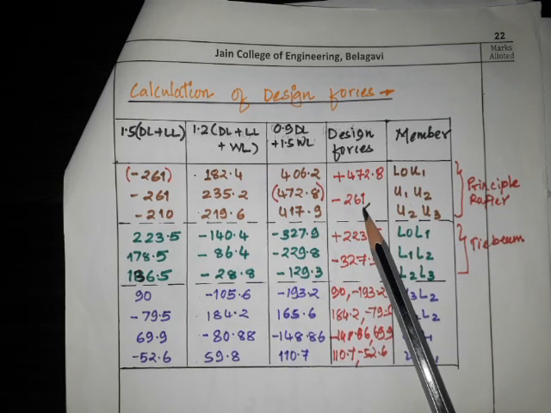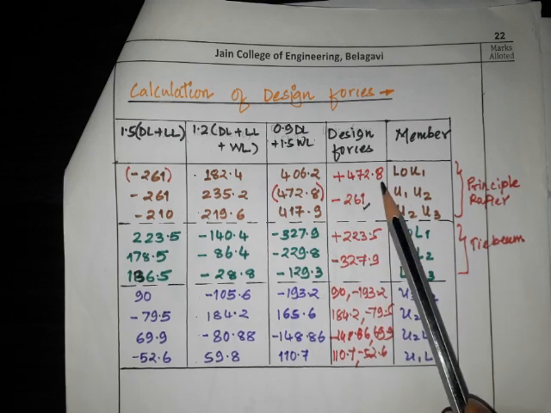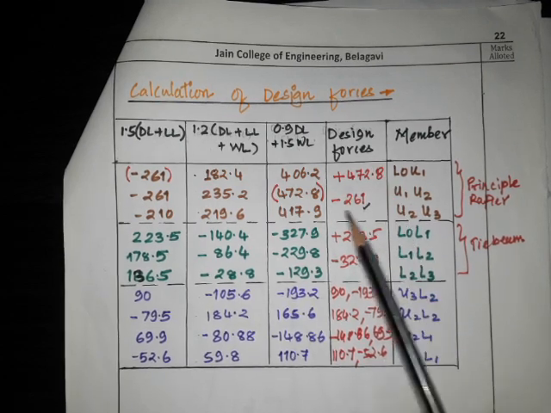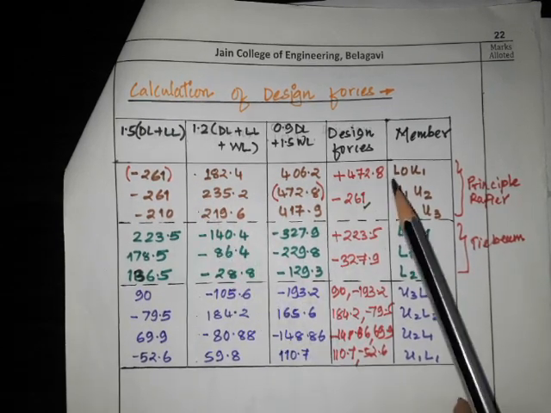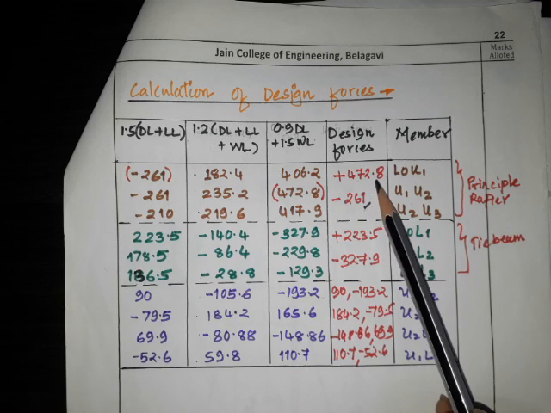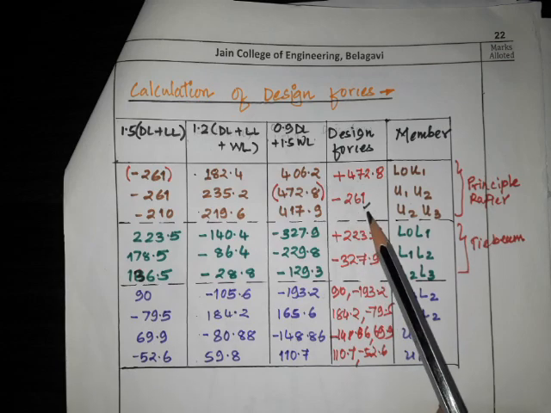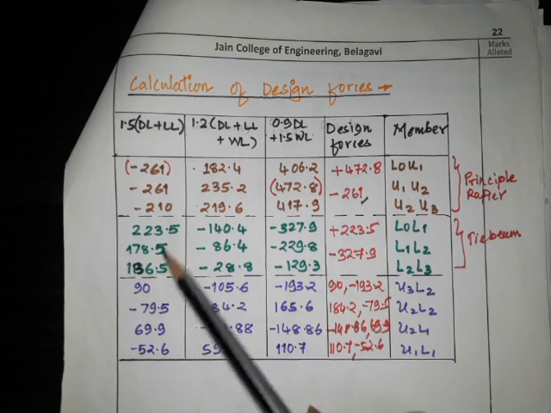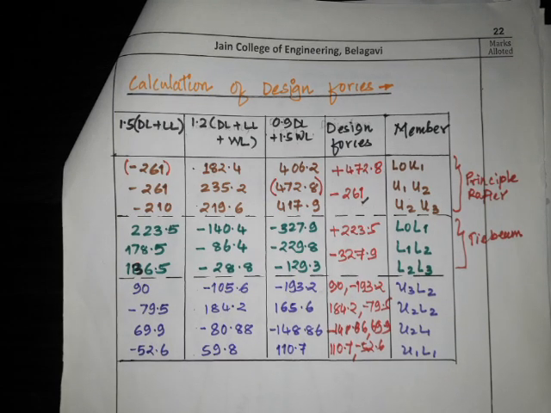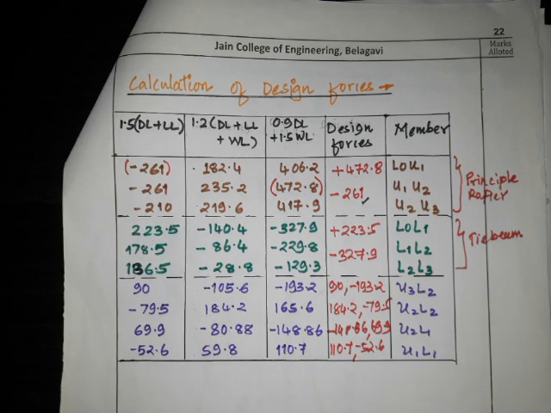Okay, so as I told you, the negative stands for compression and the positive stands for tension. What does it mean? So that principal rafter has to carry a tensile force of 472 kilonewton and a compressive force of 261 kilonewton, and so on. You have to find out the other design forces for the other elements of the roof truss. Okay, after that you have to follow the design of the independent members.